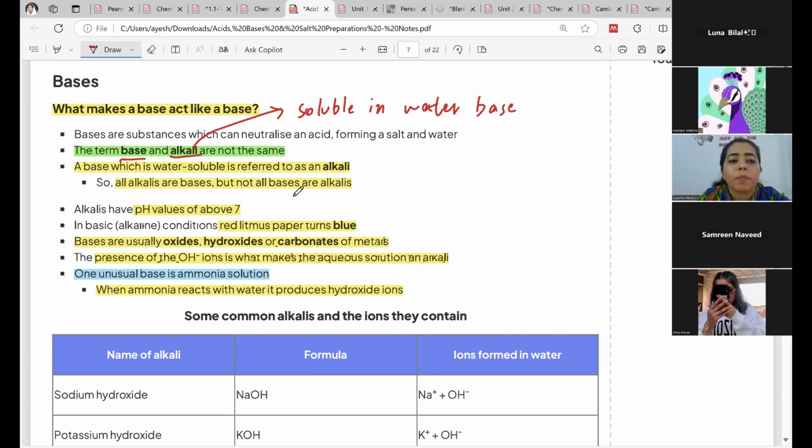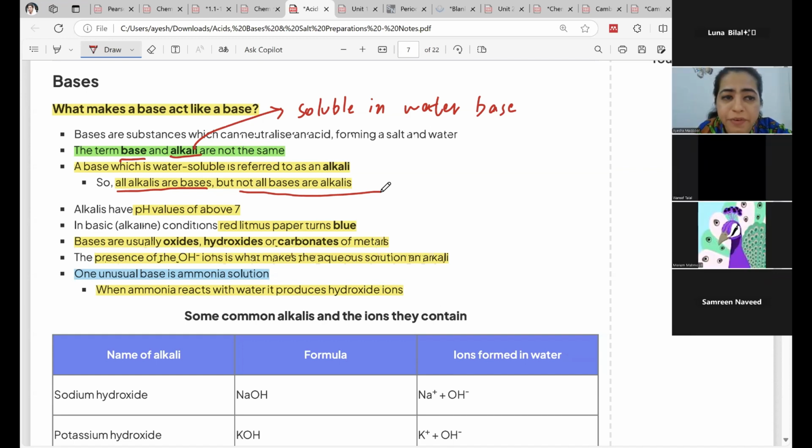So a base which is water soluble is known as alkali. So all the alkalis are bases, but all the bases are not alkali, because all the bases are not soluble in water. Is this statement clear to everyone? That all alkalis are bases, but all the bases are not alkali because all the bases are not soluble in water.